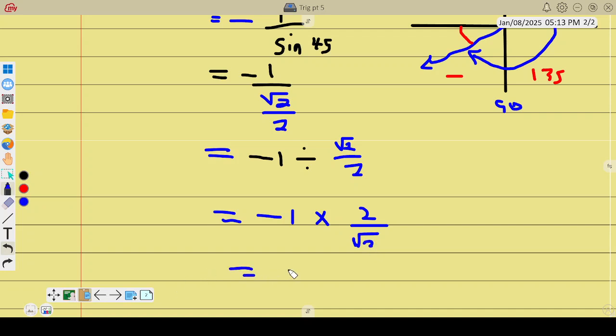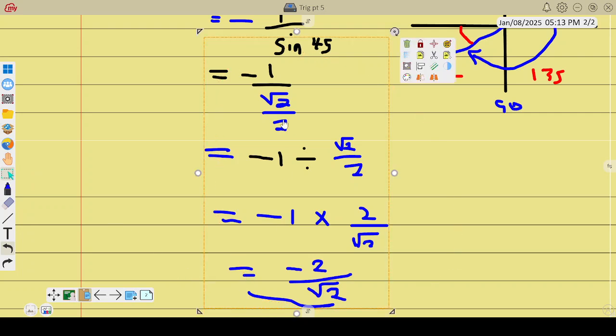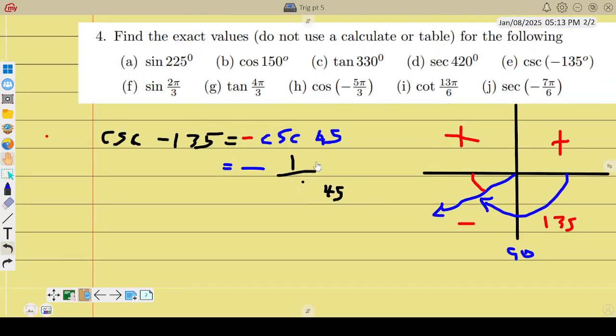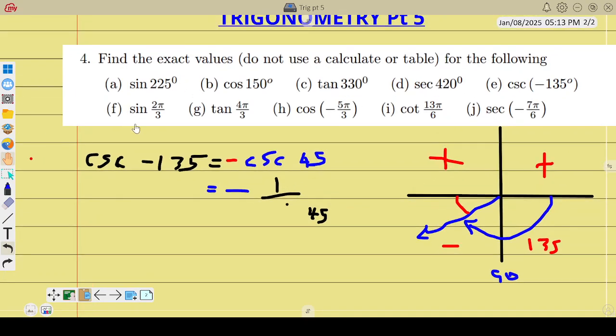And our final answer will be negative 2 over square root of 2. Yeah, I'll just multiply this and that. Alright, we proceed. So I hope we're moving together. So we go to the other one. Oh, we're now back to this sine 2 pi over 3.